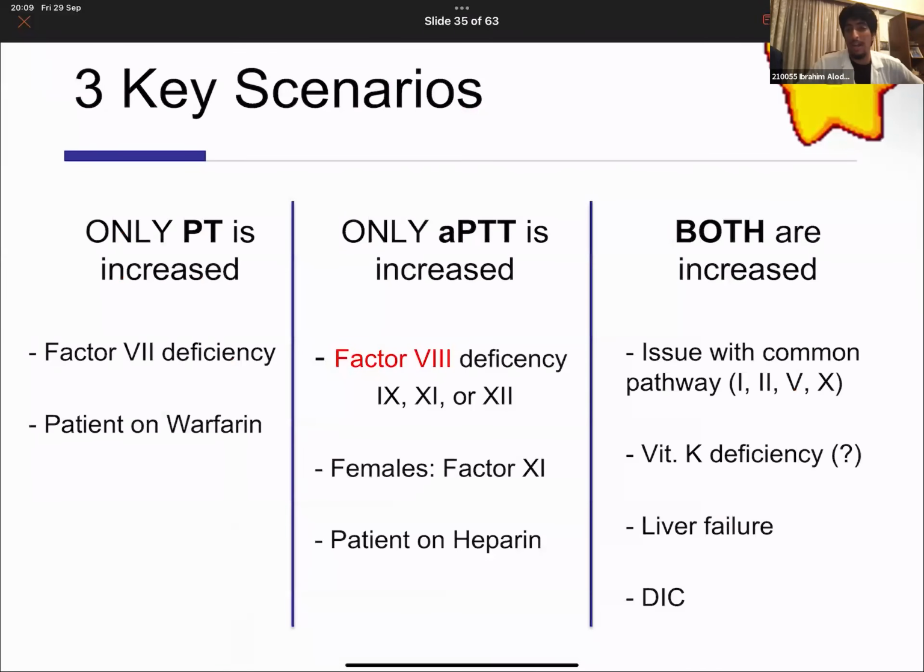Now, if you are going to remember anything from this lecture, remember this slide, because this slide is basically going to be all of the questions in the exam regarding this lecture. I will spend an hour on the slide if you need it. I cannot emphasize how important the slide is. Here are 3 key scenarios that you're going to need to know for basically anything regarding the next couple of slides. So if only PT is prolonged, and remember, PT is the extrinsic pathway.